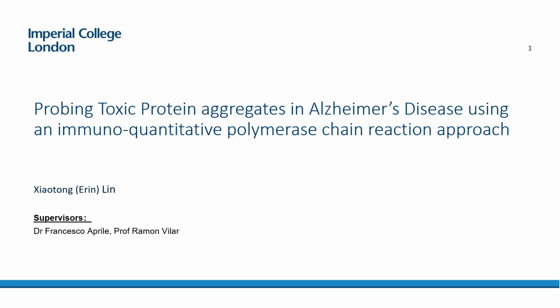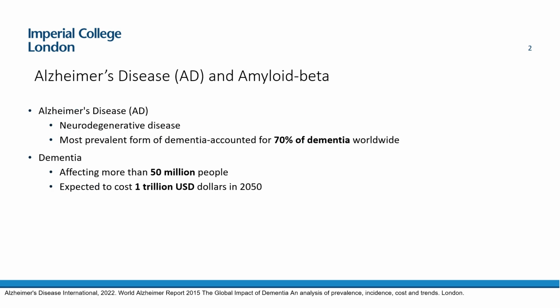is important. Alzheimer's disease, also called AD, is a neurodegenerative disease, and it is the most prevalent form of dementia, where dementia is currently affecting more than 50 million people worldwide. Even more, this disease is expected to cost the world around $1 trillion in 2050, which, if stacked together, could go a quarter of the way to the moon.